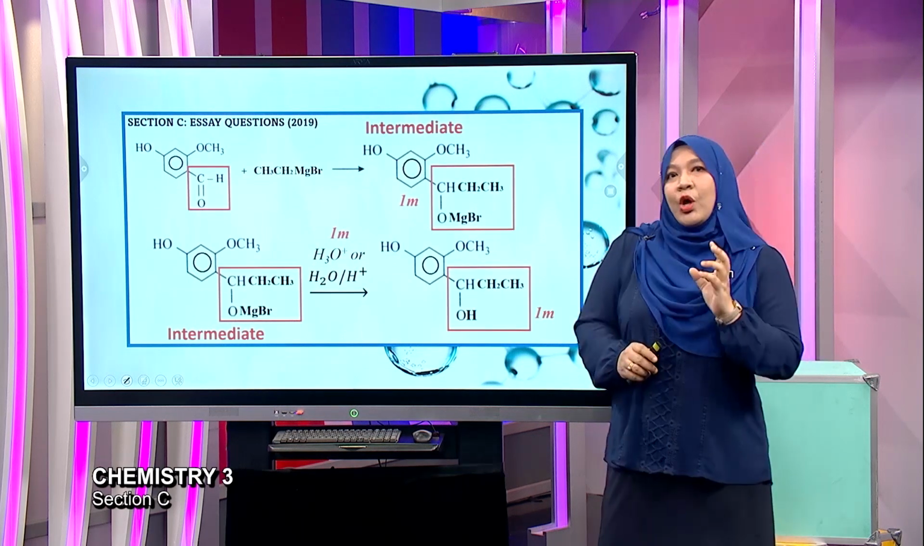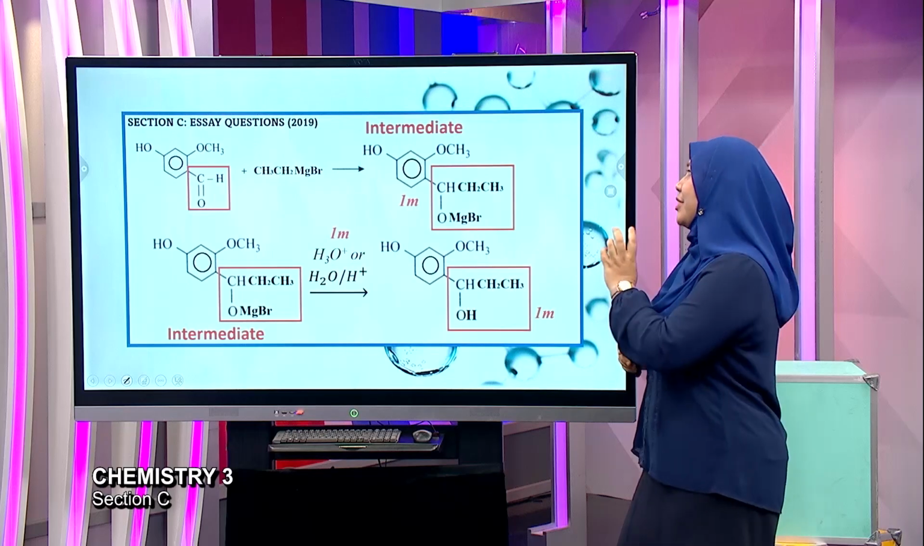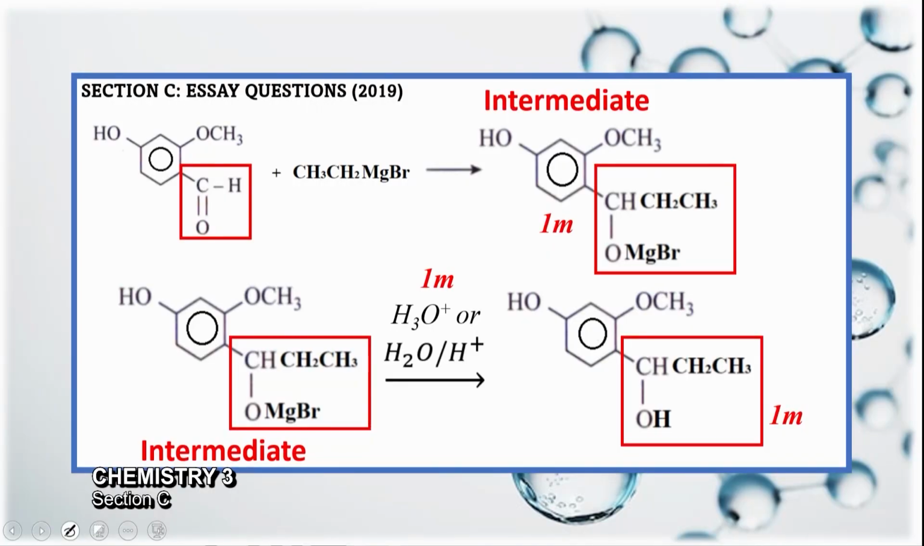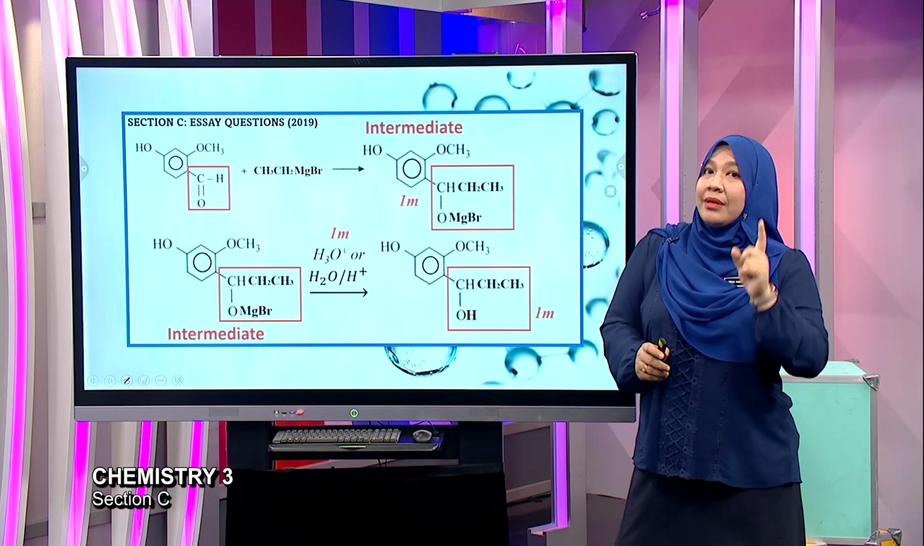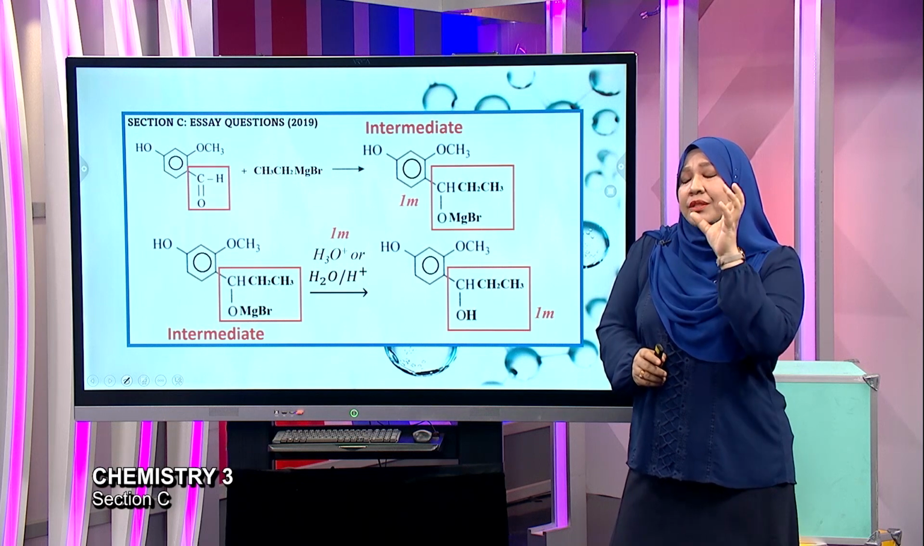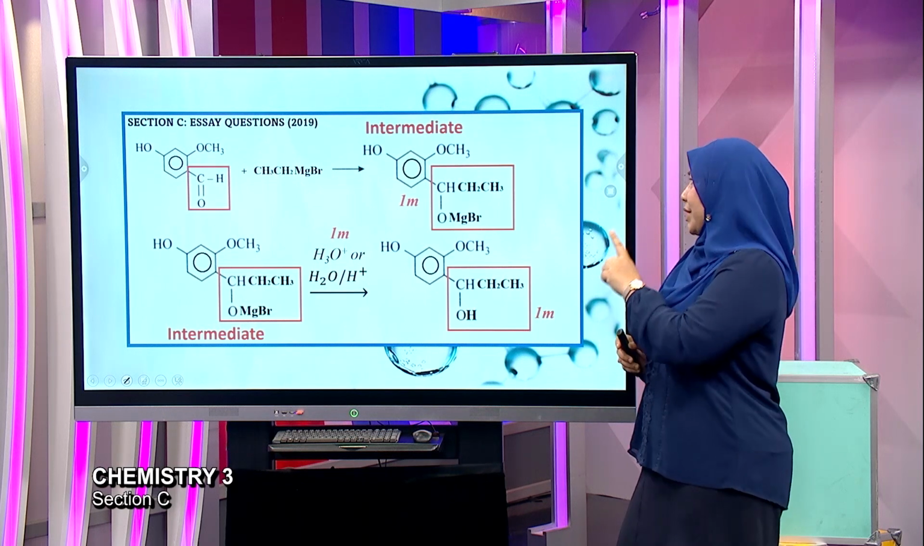So here, when we talk about the vanillin, we can identify that inside vanillin there is a functional group. That functional group is known as carbonyl. So this carbonyl is the functional group that can react with the Grignard reagent. So when you draw the structural formulae of the vanillin and the Grignard reagent to produce the intermediate, correctly you draw the structural formula of the intermediate, you will get 1 mark. Not as the total chemical equation, but on the correct structural formula of one product, which is the intermediate.